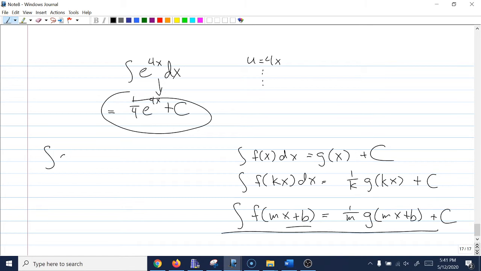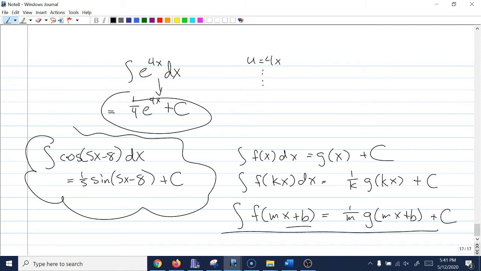So for example, the integral of cosine of 5x minus 8. What's the integral of cosine? It's sine. So the integral of cosine 5x minus 8 is going to be sine 5x minus 8 with a 1/5 out front. It's really good to be able to do steps like this in one step in your head. If you weren't sure of it, you can do the substitution u equals 5x minus 8. But very quickly in this course, you're going to get to a place where you want to be able to do this baby kind of substitution all in one step.